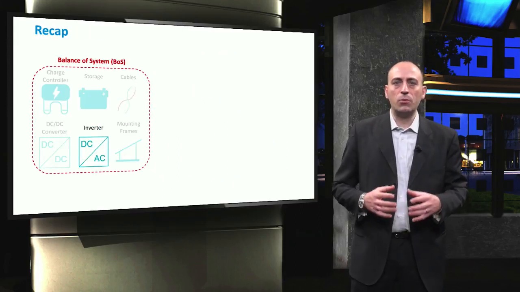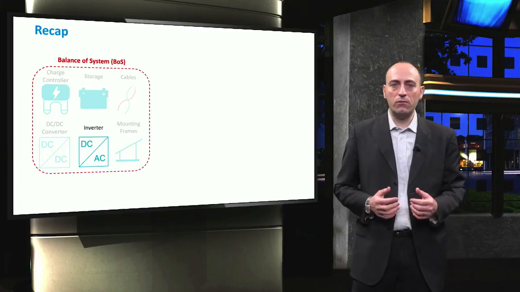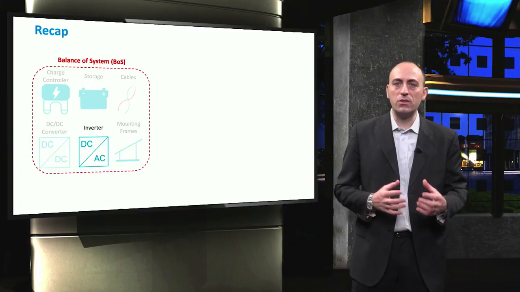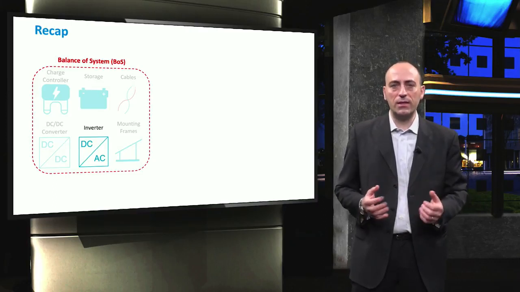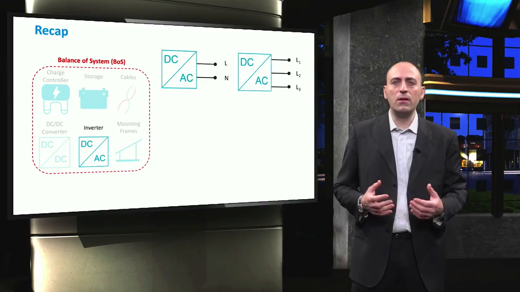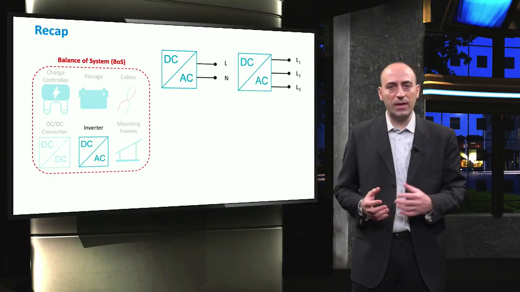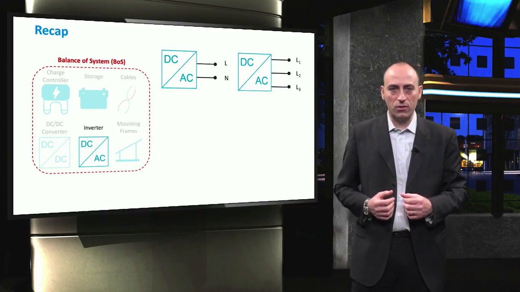Let's now recap what we have seen in this video. First of all, the inverter belongs to that part of the PV system which is called the balance of system, or BOS. Then we went through the main characteristics that every inverter shows. Also, we saw that depending on the size of the system and the application, a choice has to be made between a single-phase and tri-phase inverter.